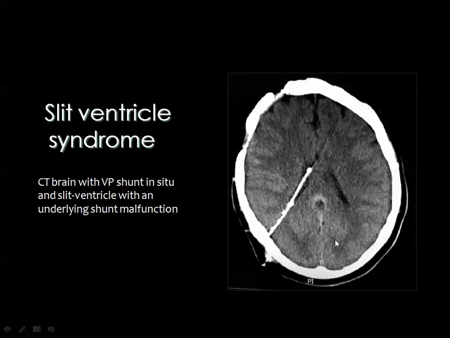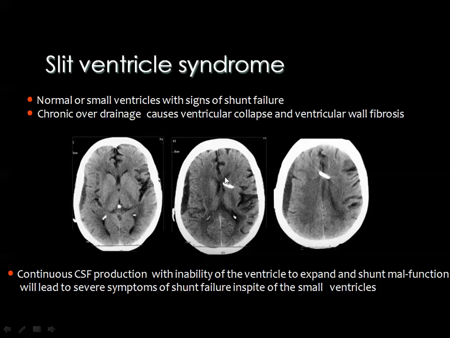You know, chronic overshunting will lead to decompression of the ventricles, and in time the ventricular wall will be fibrosed. Then, if the shunt tube is obstructed and the choroid plexus in the ventricle is producing CSF, and the shunt cannot drain this CSF, and the ventricle cannot expand because of its fibrotic wall, then the patient will complain of symptoms of hydrocephalus, where in the images you see that the ventricles are normal. And this condition you call slit ventricle syndrome.